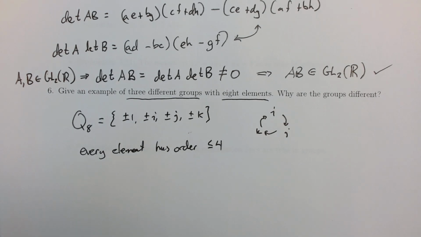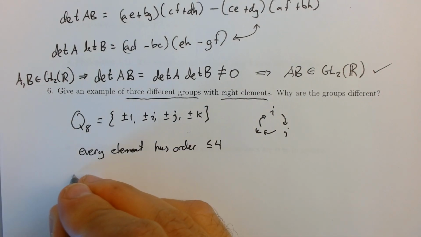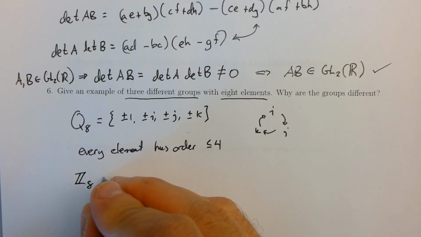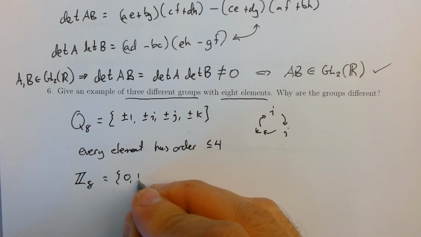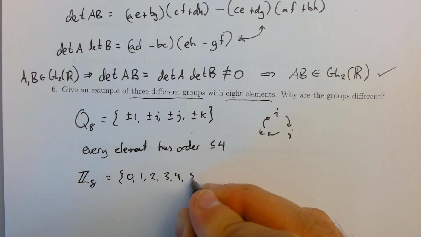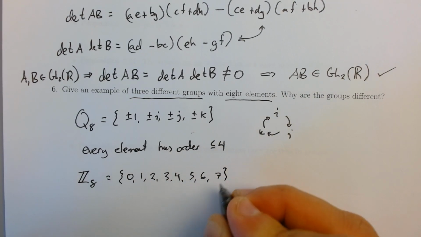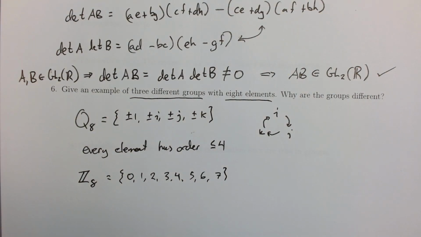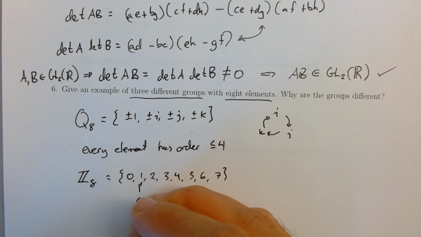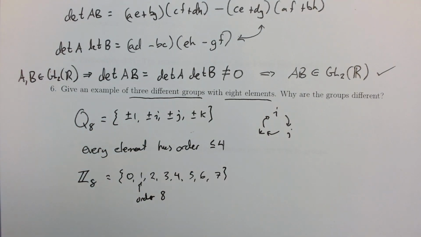So if you find another group of 8 elements with different orders than that, then you clearly have a different group. Another easy one, a cyclic group on 8 elements. That's just addition mod 8. Well, 0, of course, has order 1, but 1 has order 8. I have to add 1 to itself 8 times before I get wrapped around back to 0. So it's definitely different from Q8, just based on that alone.